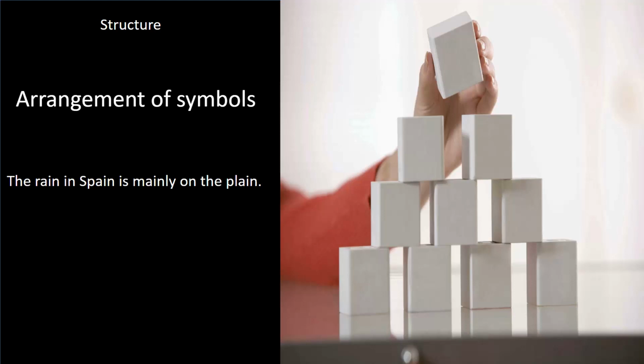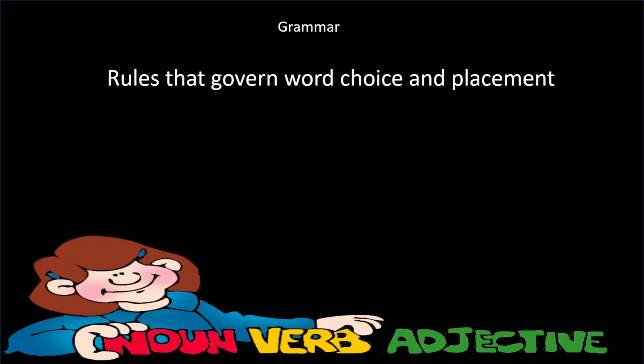Here's one example. The rain in Spain is mainly on the plain. Or, the rain on the plain is mainly in Spain. Word order matters. Next, we have grammar. This is the basic understanding of the rules that govern a code. An example that might be familiar is that adjectives come before nouns in English, but they come after nouns in Spanish. So you say White House in English, but Casa Blanca in Spanish.